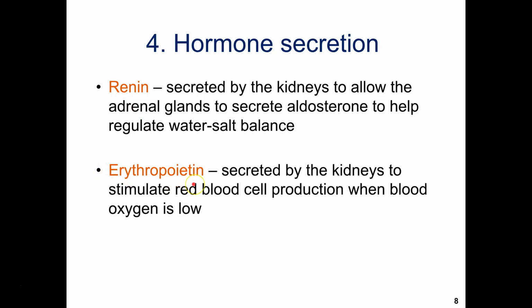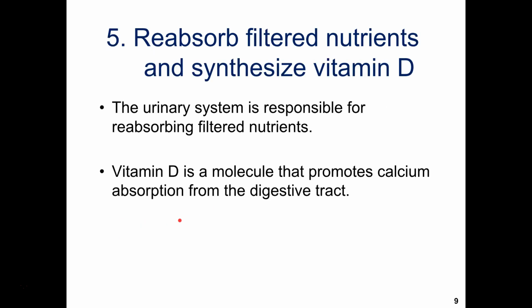You also have erythropoietin, which is, again, stimulating red blood cell production when your oxygen is too low. So if your oxygen levels are too low, your body is going to say, okay, we need to make some EPO. We need to use that EPO to signal that it's time to make more blood so we can get oxygen flowing everywhere in our body.